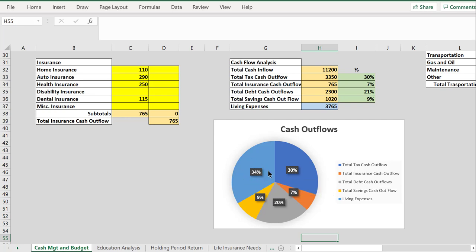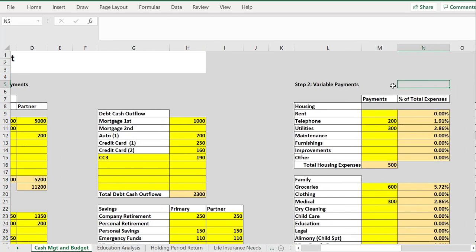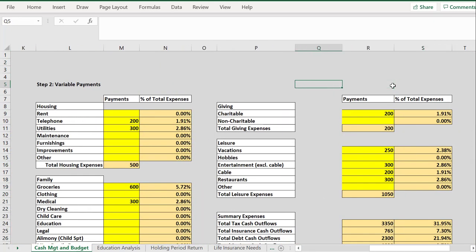34% is what's left over right here for what I refer to as living expenses. It's quality of life issues. We haven't looked at all of our variable expenses yet. So again, let's do that. Again, we put in our payments that we either have made or we expect to make.